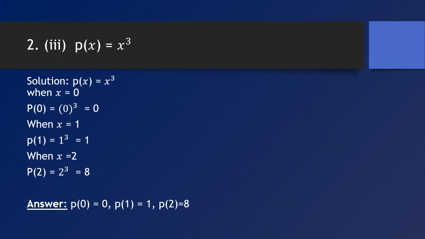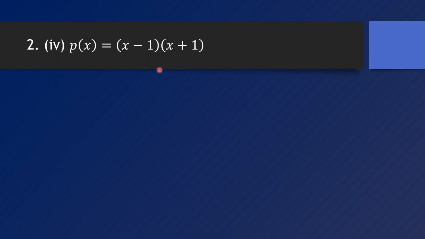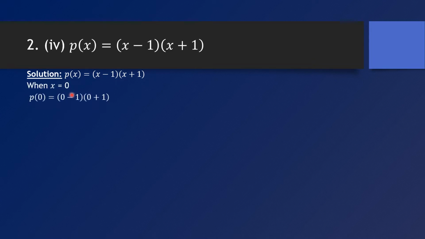Now let's move on to the next question. That is question number 4. P of x is equal to x minus 1 and x plus 1. In this case as well, first we need to find the p of 0, p of 1, and p of 2. So we are going to put x is equal to 0. Firstly, p of 0 will be equal to 0 minus 1 into 0 plus 1. On solving this, we will get minus 1 into plus 1, which is equal to minus 1. So the value of p of 0 will be equal to minus 1 in this case.